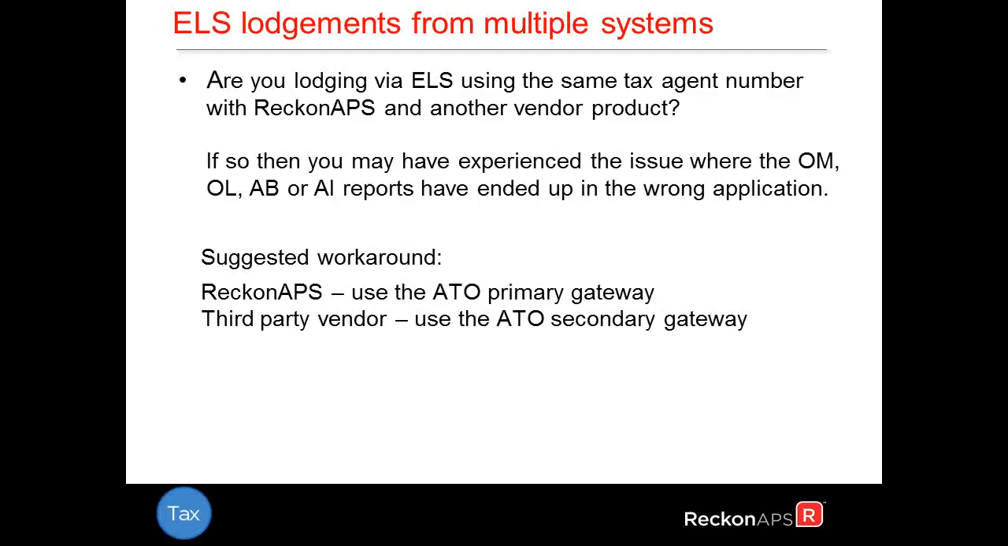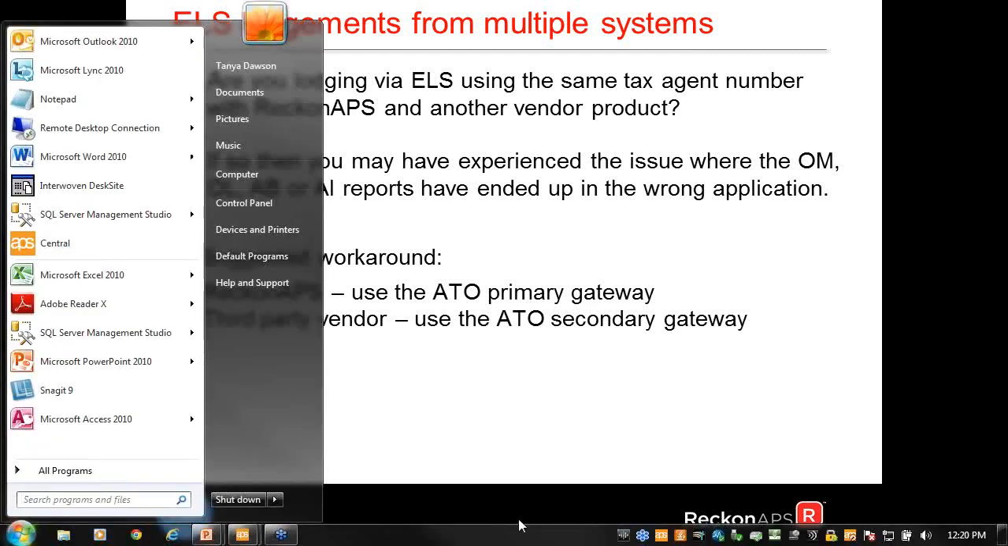That's a problem, because essentially it means you cannot move that data from one application to another. The suggested workaround is to change the ATO gateway in your software. Within the Reckon APS application, we recommend that you maintain your ATO primary gateway, and for your third-party vendor, we suggest that you use your ATO secondary gateway. And I'm going to show you in the application where those settings are.